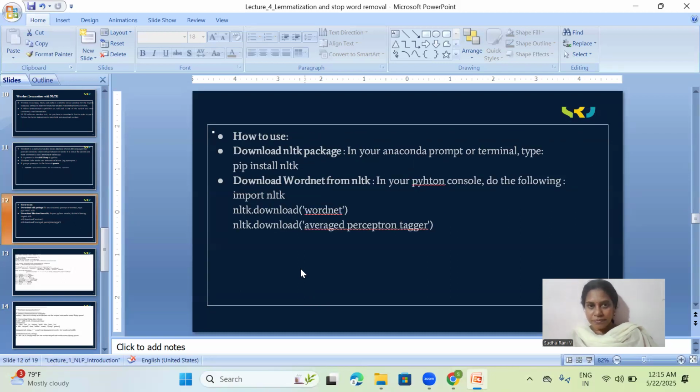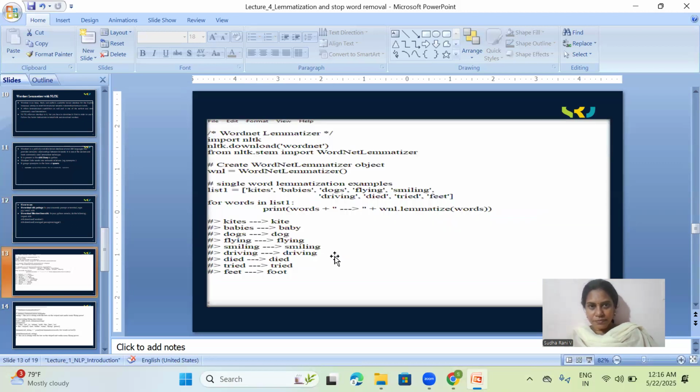How to use it: download the NLTK package in your Anaconda prompt or terminal. Type pip install nltk. Now download WordNet from NLTK in your Python console. First, import nltk. Then nltk.download('wordnet'), and nltk.download('averaged_perceptron_tagger'). We can see it will be like this.